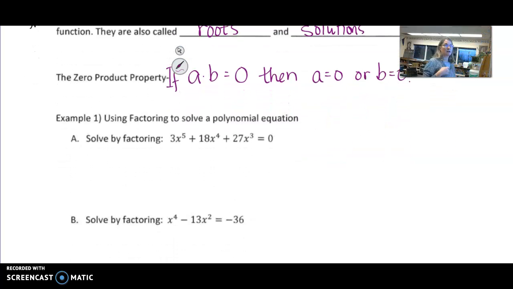We've done that with quadratics. I'm sorry, when we solve polynomials by factoring, you're going to use the zero product property, but we have used it previously in chapter 2 when we solved quadratics. So it should look familiar. Okay, so look at example 1a. We're going to solve this by factoring.